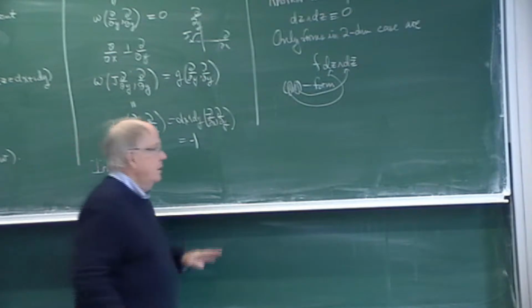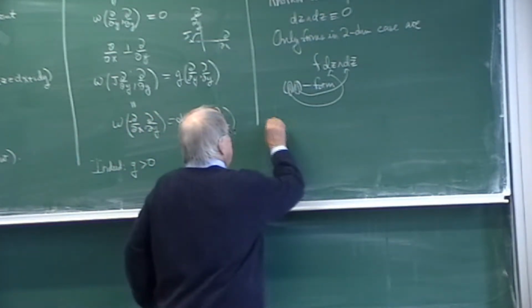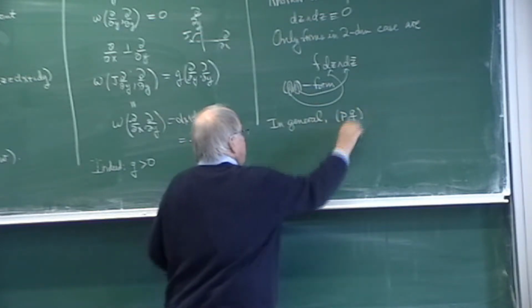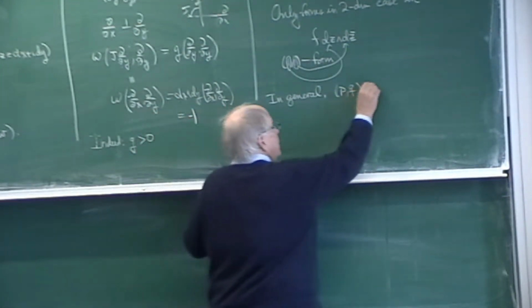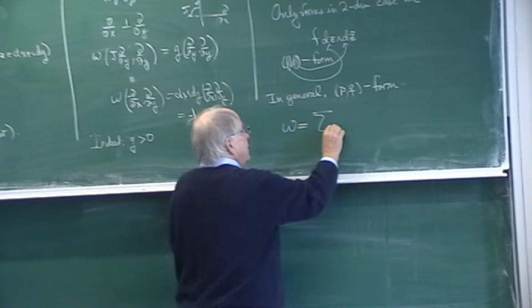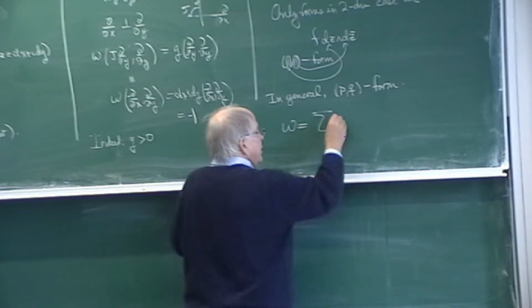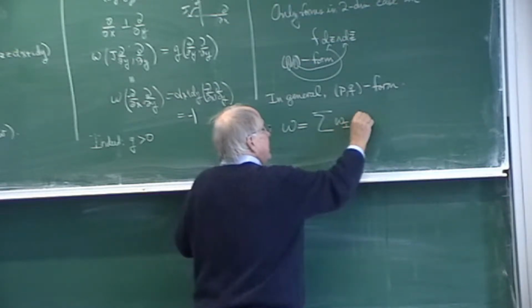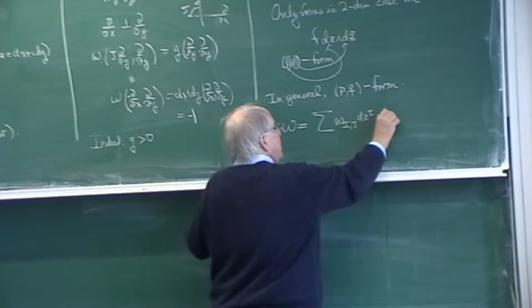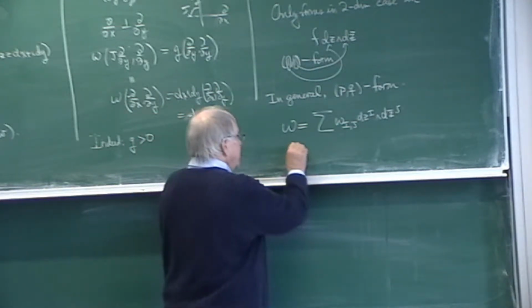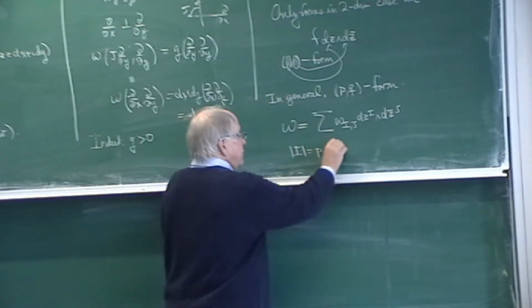Okay, so in general, we have a PQ form. A form of this type will look like some omega I j dz I, dz j bar, where I and j are multi-indices. The length of I is p, and the length of j is q.